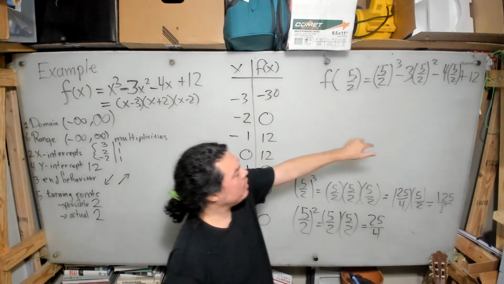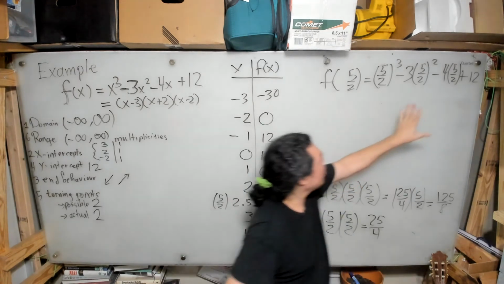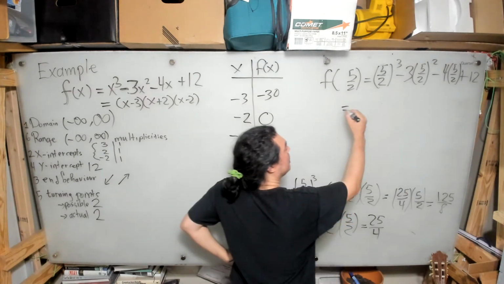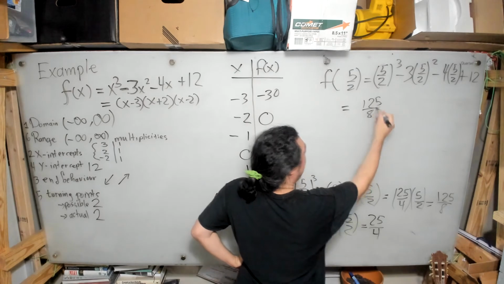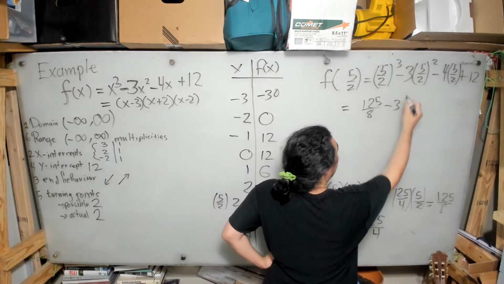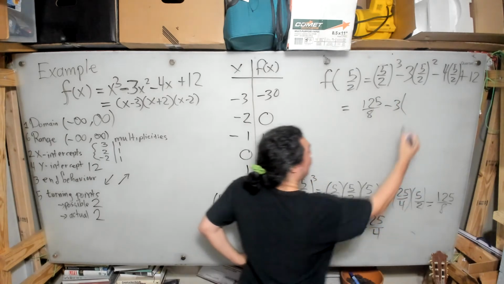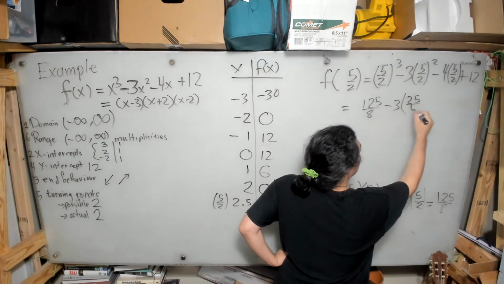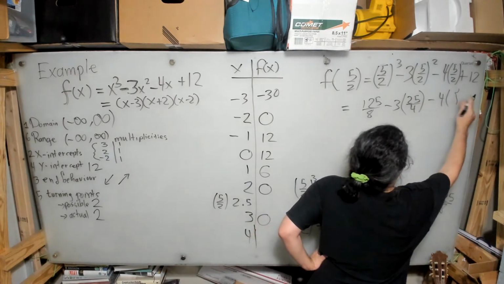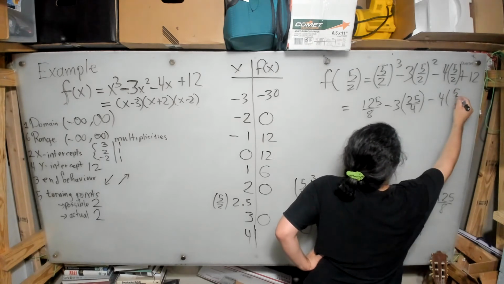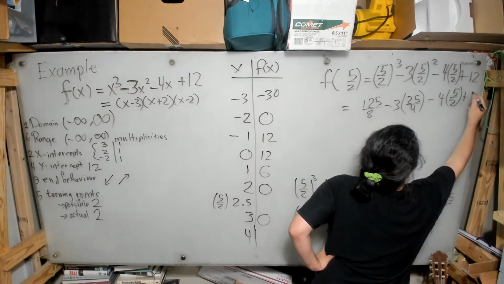Oh, and let me also, okay, I'll wait until the next step. So this, I can now rewrite it as 125 over 8 minus 3 times 25 over 4 minus 4 times 5 halves plus 12, okay?